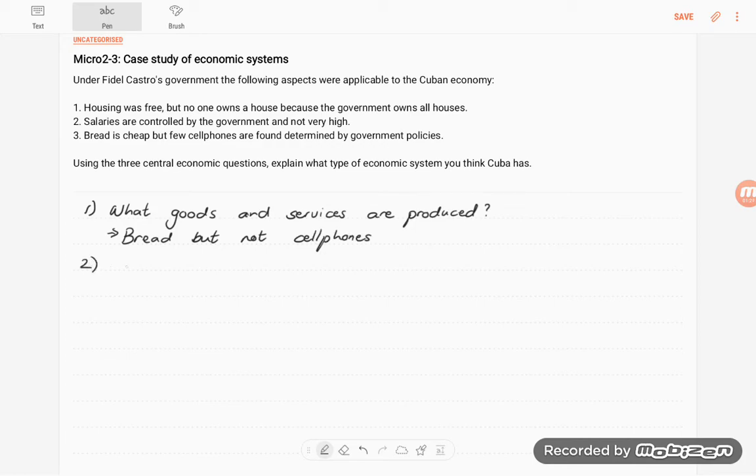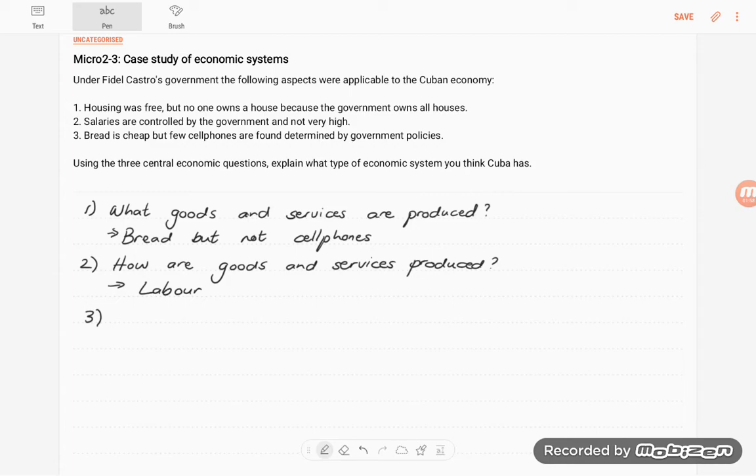The second question is, how are goods and services produced? In this case, we read that salaries are controlled by the government and are not very high. So we know that this is through labor.